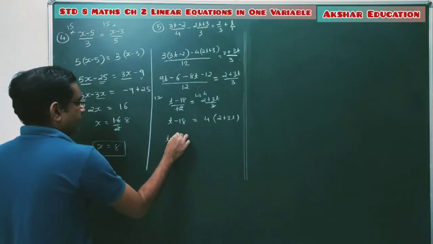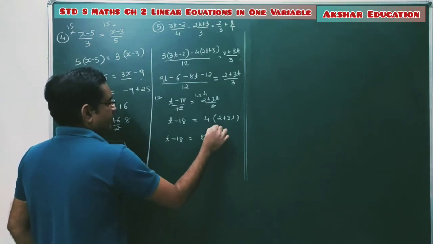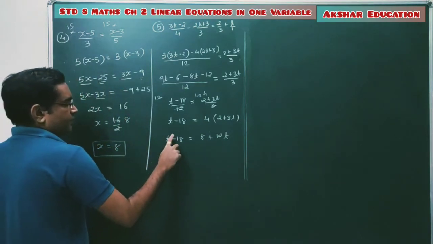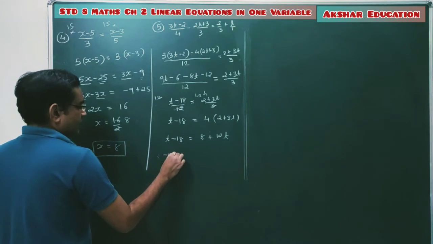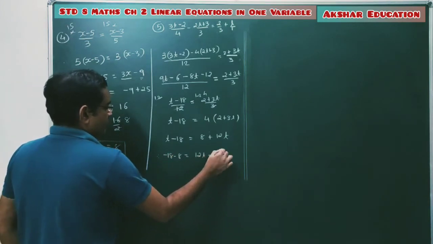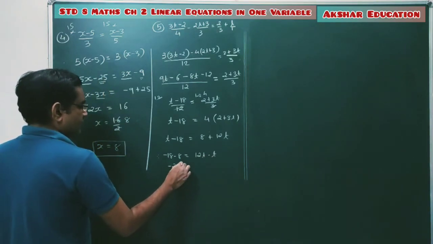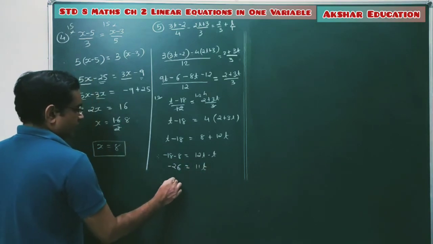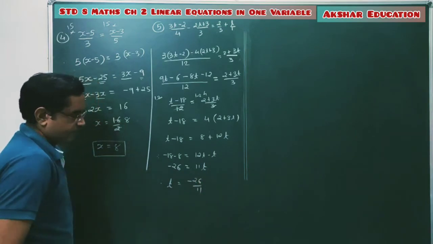So here it's t minus 18 equal to 4 2s are 8 plus 4 3s are 12t. Taking this t on the right hand side, 8 on the left hand side. So it's minus 18 minus 8 equal to 12t minus t. So this is minus 26 equal to 11t. So you are getting t equal to minus 26 by 11.